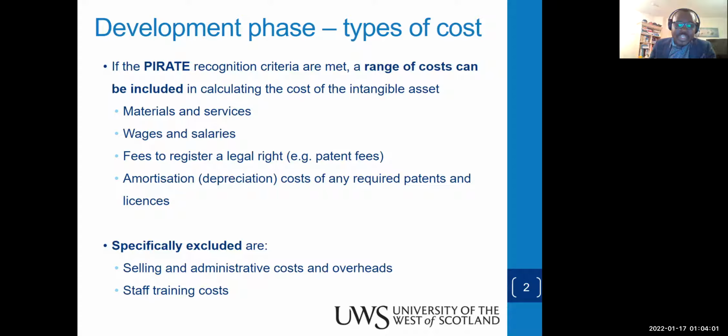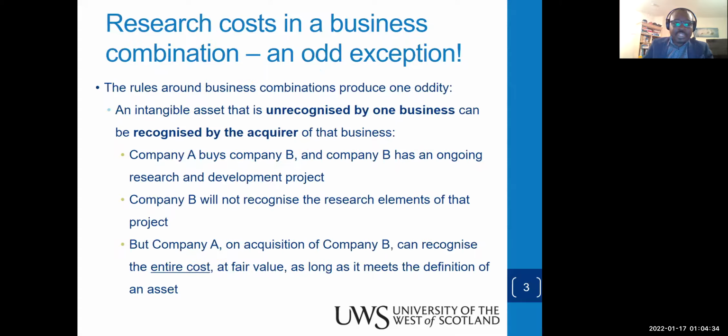But what should be specifically excluded in this development cost is that all selling and admin costs and expenses, overheads, indirect costs should be out. And then any staff training cost should also be eliminated. You see? So it's not a blanket tick off that once they have met the PIRATE criteria, we should recognize all. We should just include them. No. Make sure the staff training costs are out. And then any selling and administrative costs or overheads are also excluded.